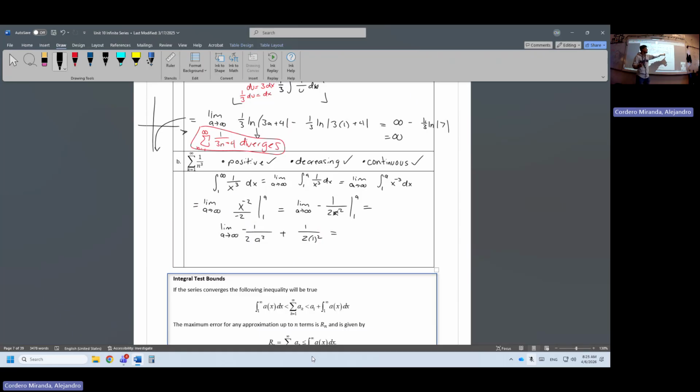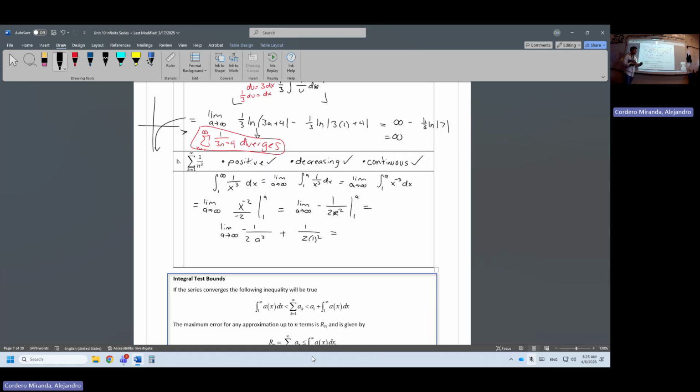So you should have rewritten this as x to the negative third. And then the antiderivative is add 1 and divide by the new power, so x to the negative 2 over negative 2. If you rearrange this just so it's easier to take the limit, that would be negative 1 over 2x squared. And you plug in your a, you plug in your 1, and you take the limit. So that would be the limit as a goes to infinity of 1 over 2a squared plus 1 over 2.